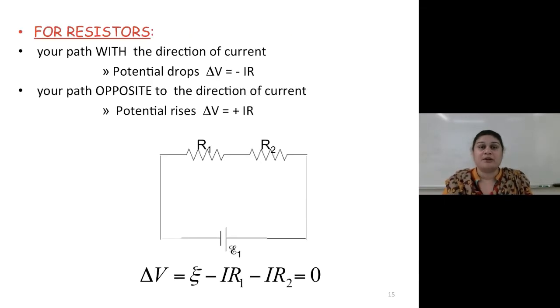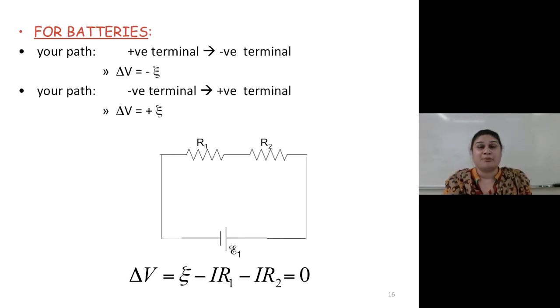So in a circuit you are going to have two basic components. You are going to have resistors and you are going to have a battery. With your resistors, if your path is with the direction of the current, the potential will drop and you will put minus IR. If your path is opposite to the direction of current, then the potential will rise and delta V will be plus IR. For your batteries, if your path is from the positive to the negative terminal, you will put a minus epsilon, and if your path is from the negative to the positive terminal, you will put a plus epsilon. Trust me, write these things down.